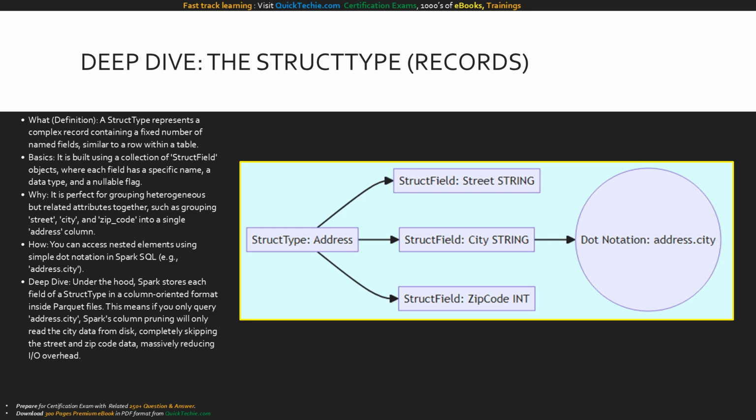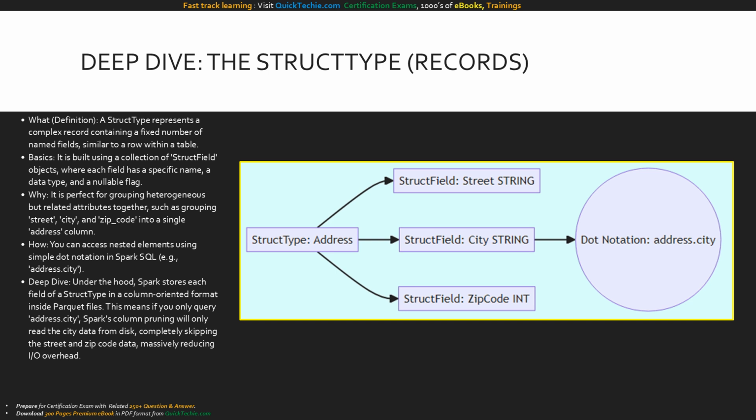Let's zoom in on our first complex type, the struct type. As our definition states, a struct type is essentially a record. Think of it as embedding a miniature row right inside your data frame column. It has a fixed number of named fields. Looking at the basics, we construct a struct type using an array of struct field objects. Every struct field defines a name, a specific data type, and whether it allows null values.